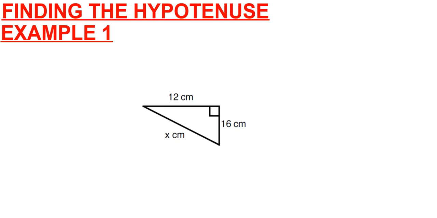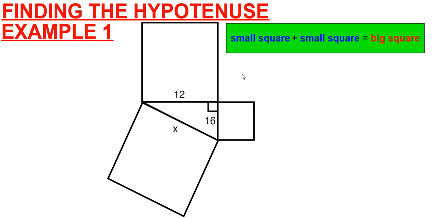And so let's have a go at finding the hypotenuse. So here's example 1. We need to find x. And so what we can do, as I showed before, is we can literally draw squares on each side of this triangle, and use the idea that the small square plus the other small square equals the big square.